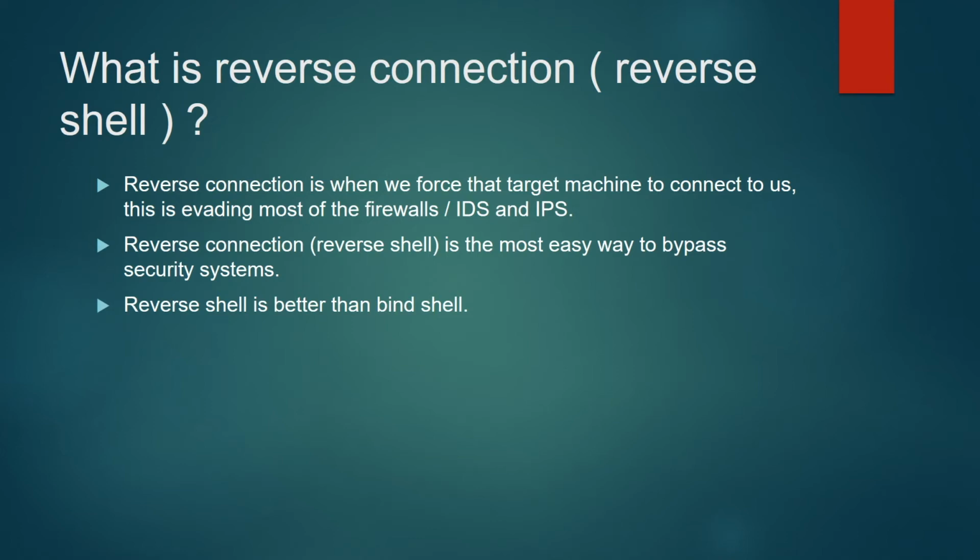For example, we set up the reverse shell on a specific port, like port 80. So when the target machine connects to us on port 80, the firewall is going to think that that machine is just connecting to the internet and browsing something, nothing else. So that's why it's the most amazing technique that we can use.